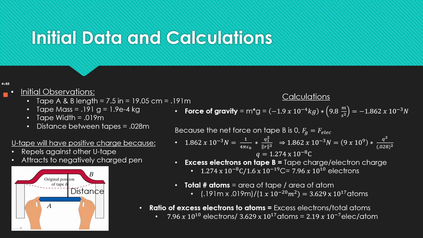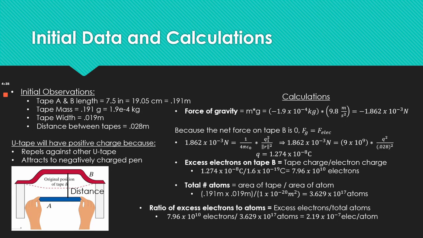After I charged both tapes, I followed the procedure shown in the picture to determine a distance of 2.8 centimeters. I found that the two tape charges are positive because they repel each other and are attracted to a negatively charged plastic pen. The force of gravity on tape B is found to be negative 1.862 times 10 to the negative third newtons.